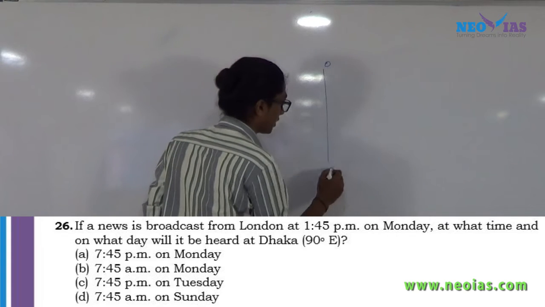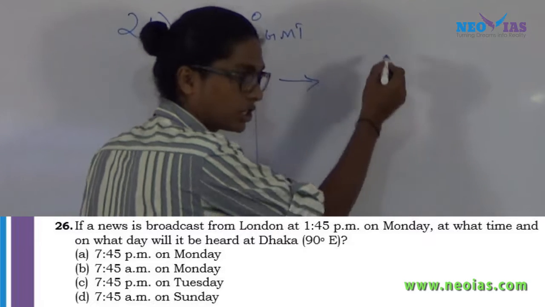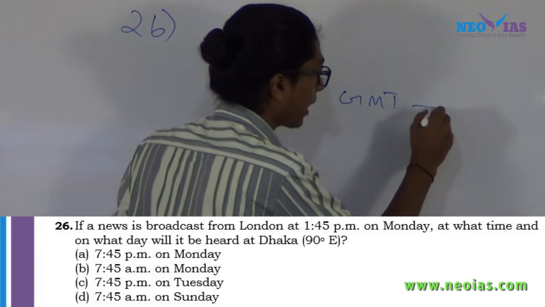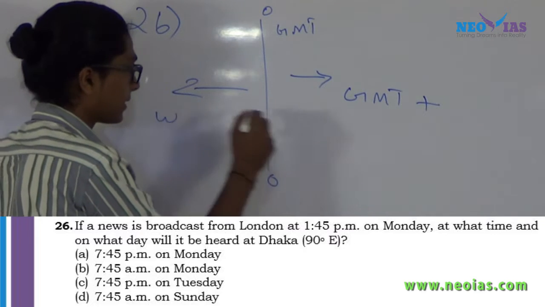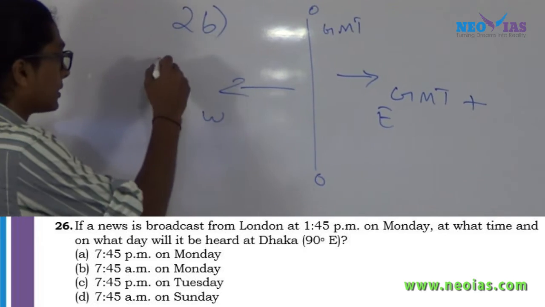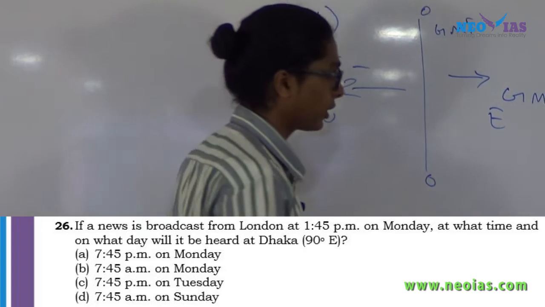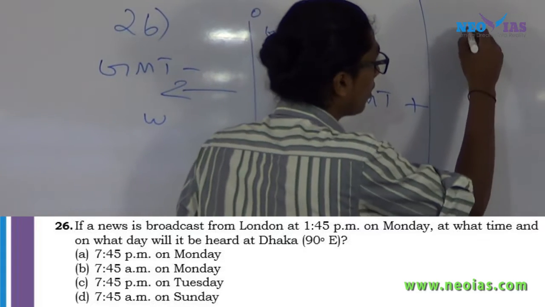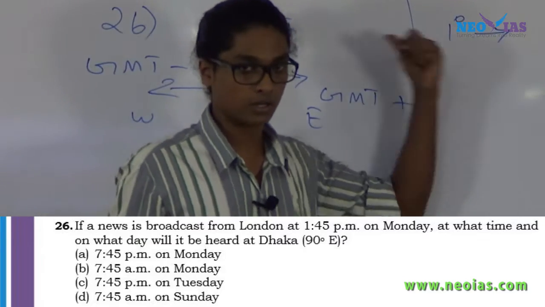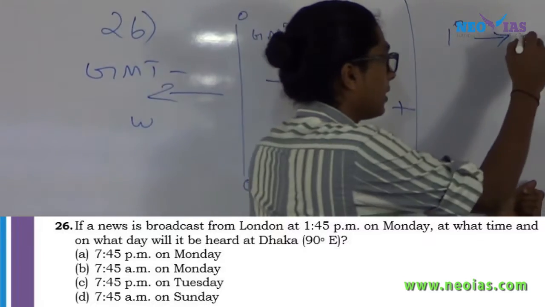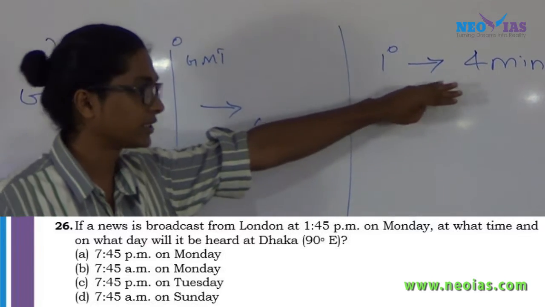So if this is prime meridian, we call it as GMT, right? If you are going towards east of GMT, we need to add time with the time in the GMT. And if you are going towards west, we need to subtract time from GMT, right? And we have already discussed that for each 1 degree difference in the longitude compared with GMT, there will be difference of 4 minutes. I am not discussing how this came.